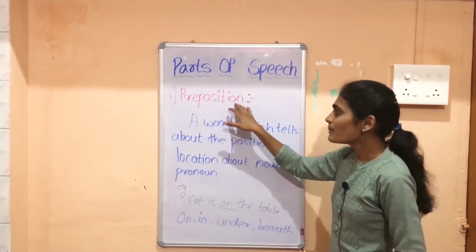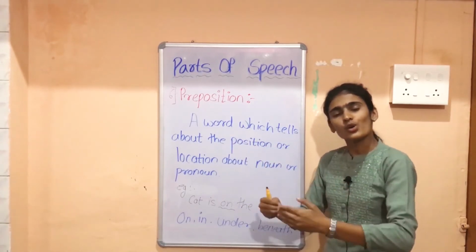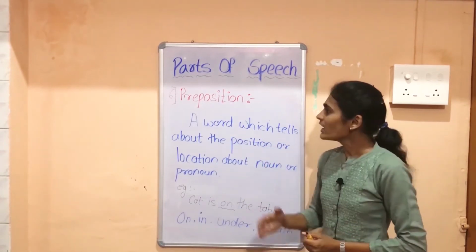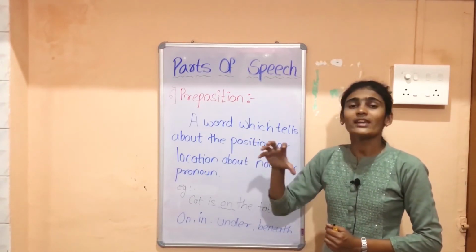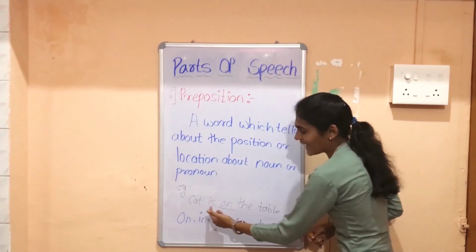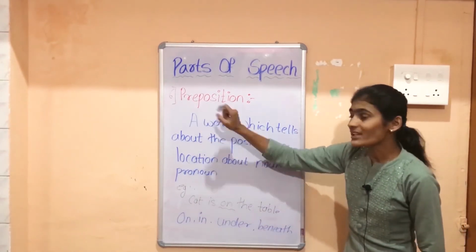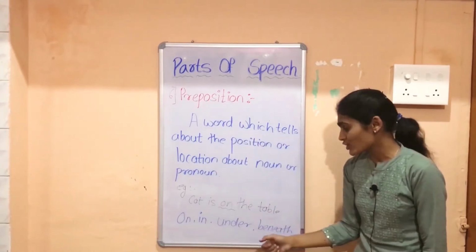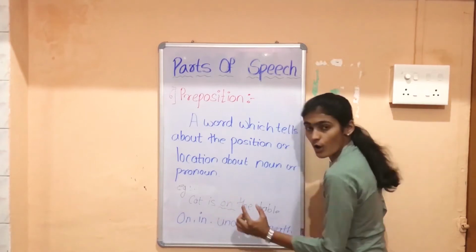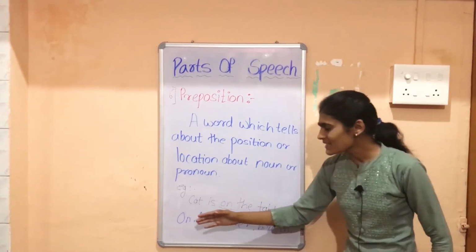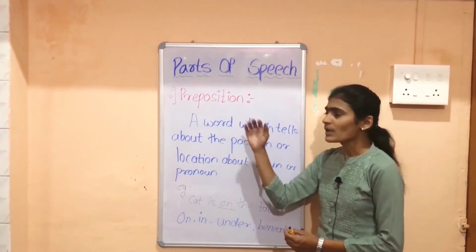Our next point is preposition. A word which tells about the position or a location of a noun and pronoun is known as the preposition. Means where the noun or the pronoun is showing their position. For example, cat is on the table. What is the noun? The noun is the cat. And what is the preposition? It tells about the position. Where is the cat? On the table. Means what is the preposition? On is the preposition. The examples like on, in, under, beneath, above, below are the examples of the preposition.